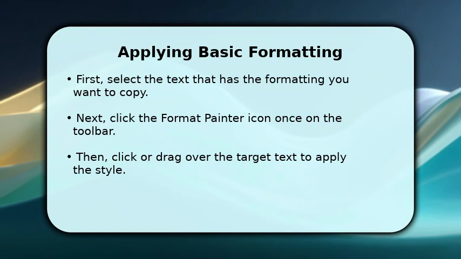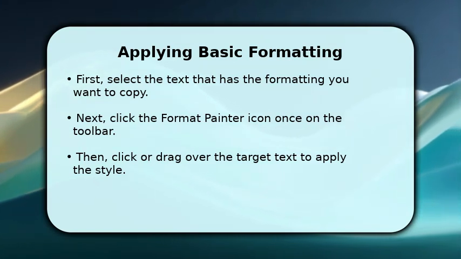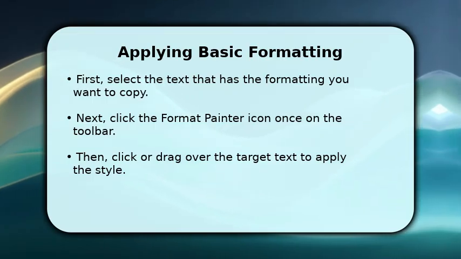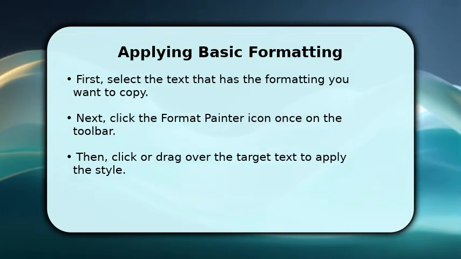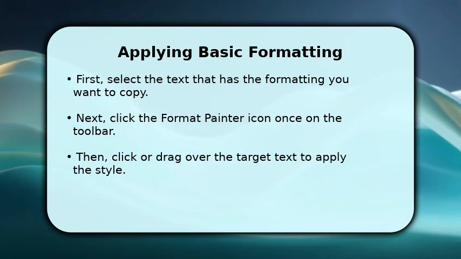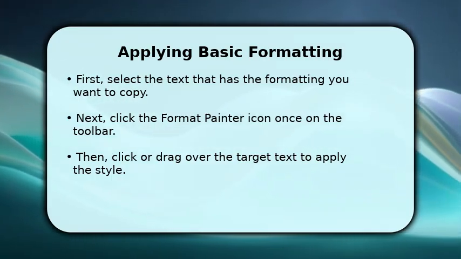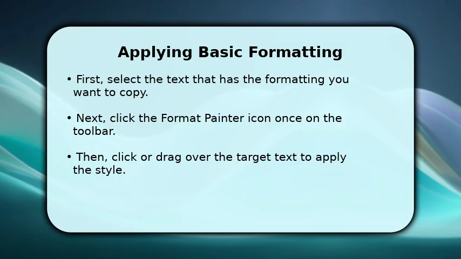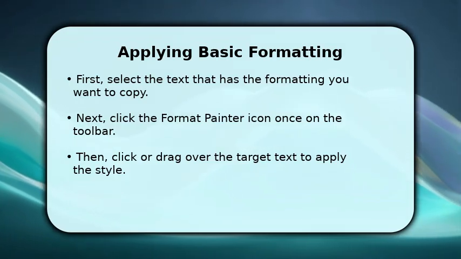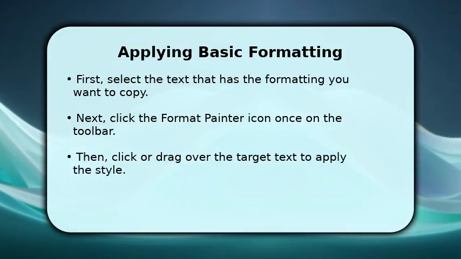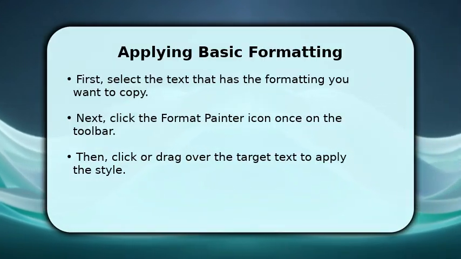To apply formatting once, begin by selecting the text that already has the desired style. This could be a word, a sentence, or even an entire paragraph. Once selected, locate the Format Painter icon on your Google Docs toolbar. It looks like a paint roller. Click it once. Your cursor will change, indicating the tool is active. Now, simply click or drag over the text you wish to format, and the style will be instantly applied.